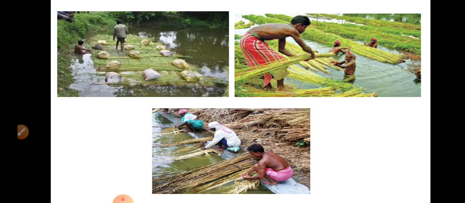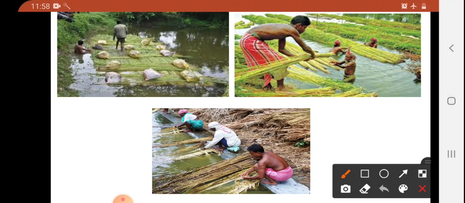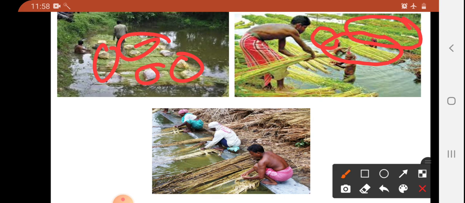Here you can see in this photograph these farmers are tying all the bundles to each other. Here you can see aquatic weeds covering the bundles. Here you can see cement blocks also kept on the bundles just to make them submerge in water. And here, after examination, these farmers are extracting fibers in water with the thumb and fingers. Most of the time jute fibers are extracted by hand only. This is the procedure of retting.